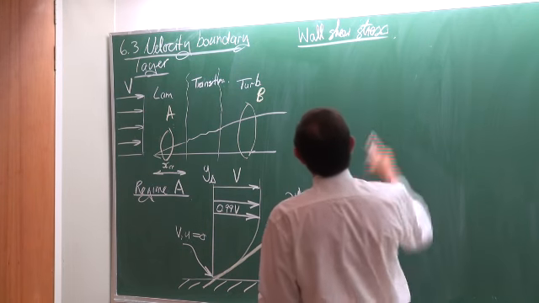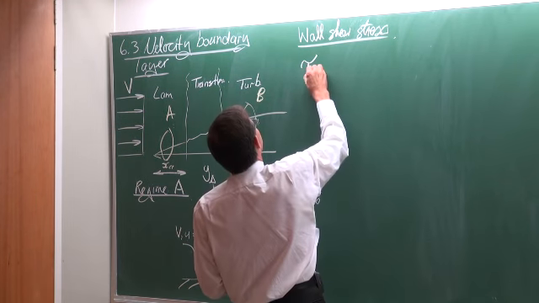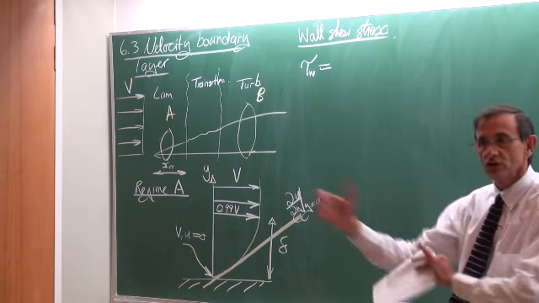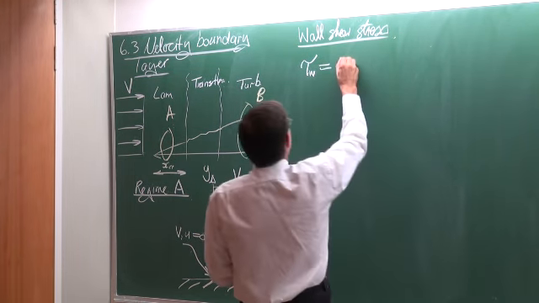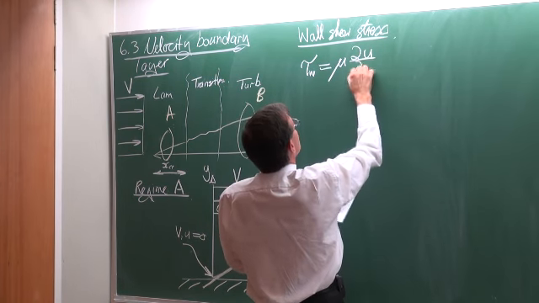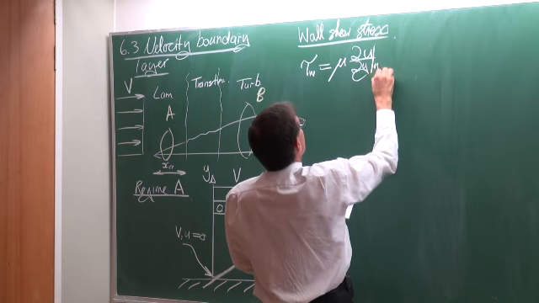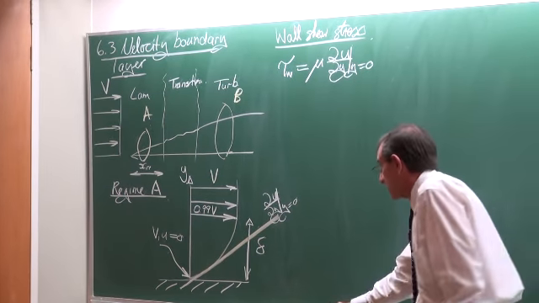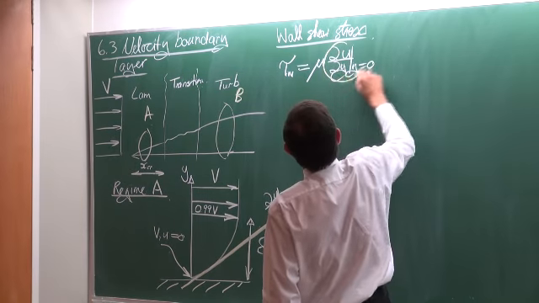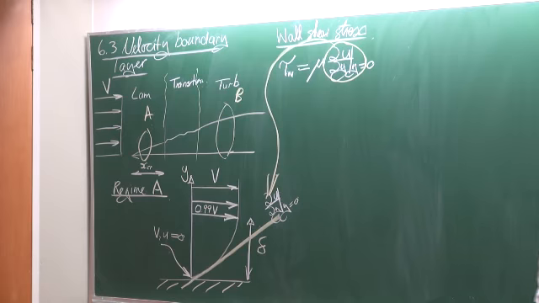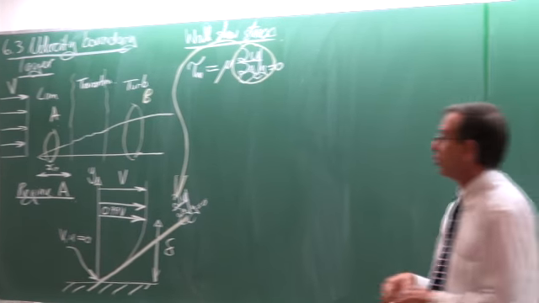Okay, wall shear stress. The wall shear stress is important because of drag, and that is equal to the viscosity multiplied by the partial du dy, where y is equal to 0. So this term is that gradient, the velocity gradient on the wall.